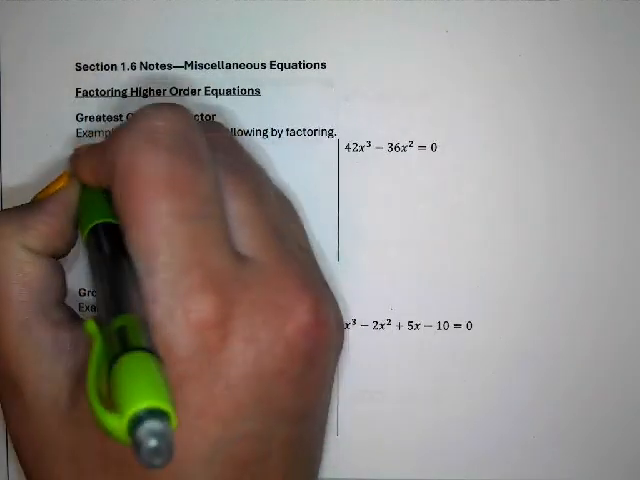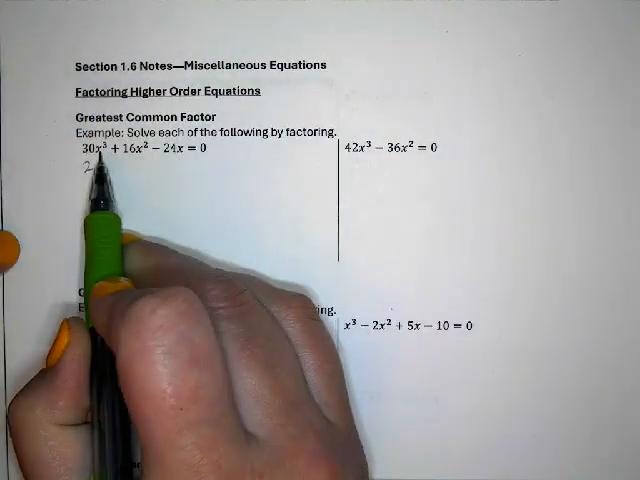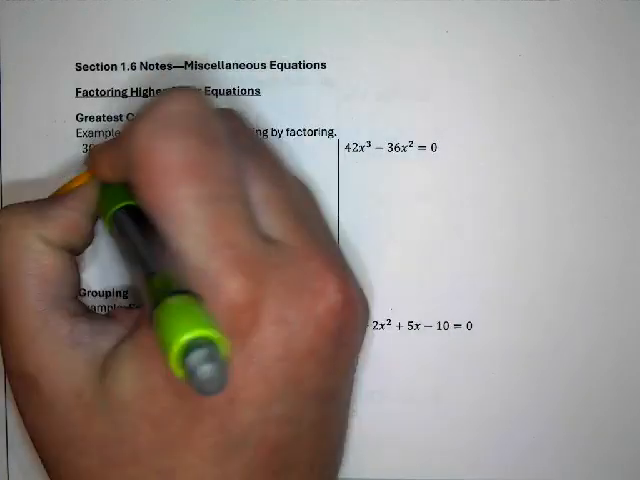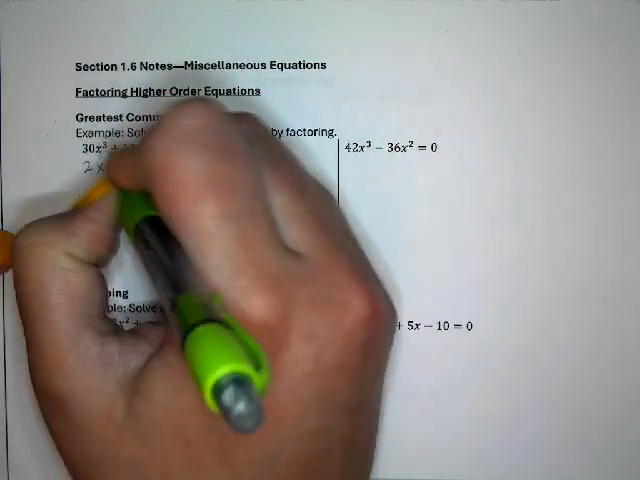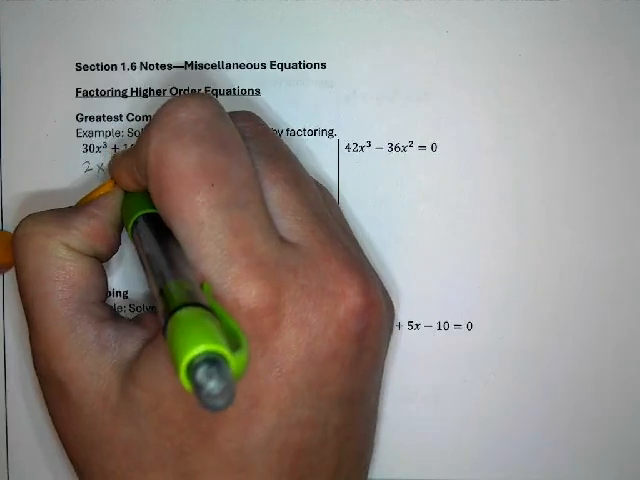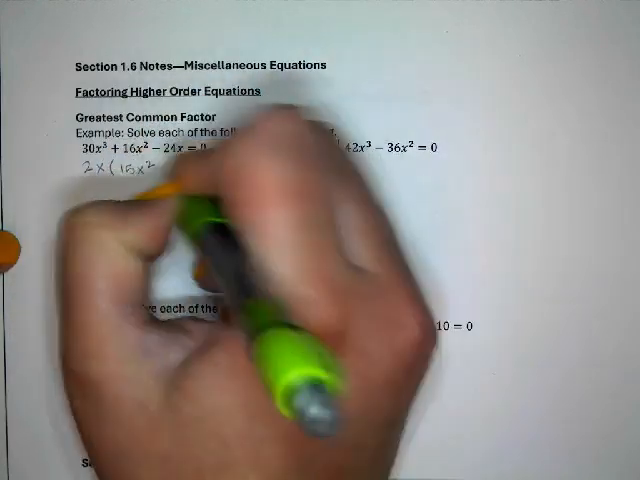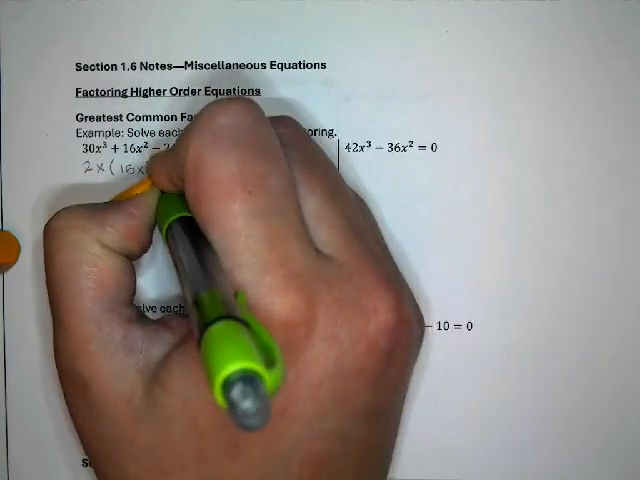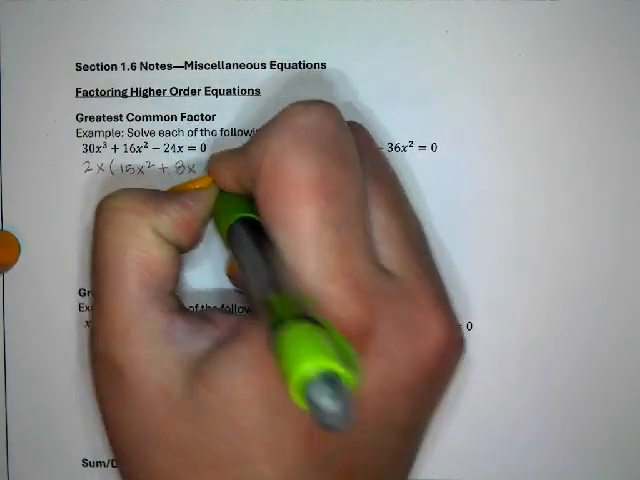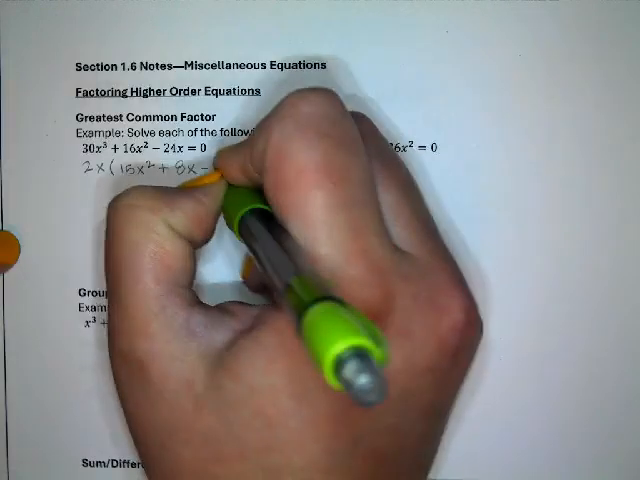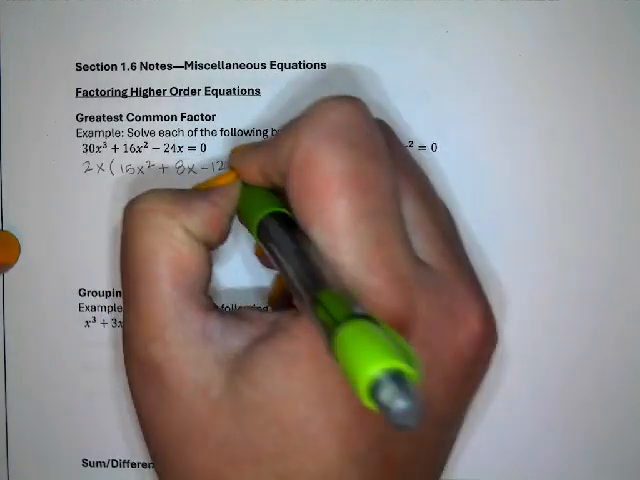So I'm going to take out a GCF of 2 and then also a GCF of the x. So 30 divided by 2 is 15x squared, because I'm taking out one of the x's as well. 16 divided by 2 is 8. Take out one of the x's. 24 divided by 2 is 12, and then take out the x.